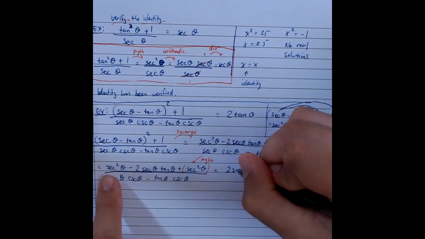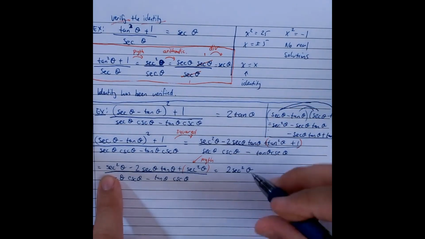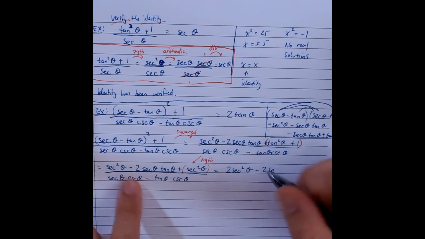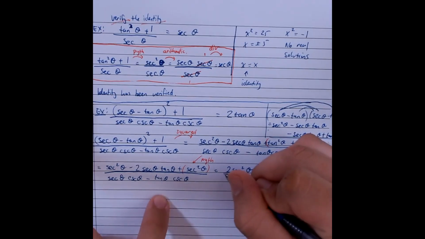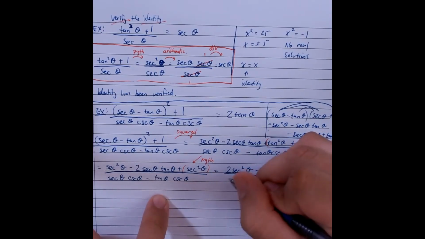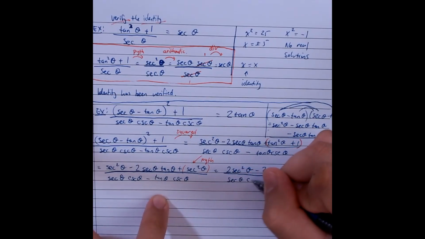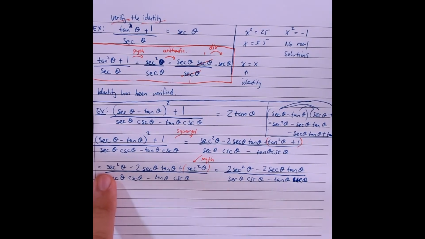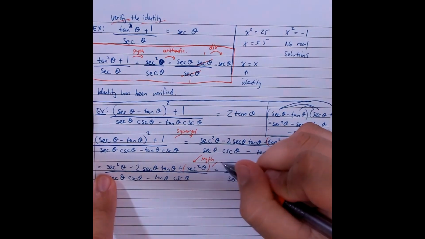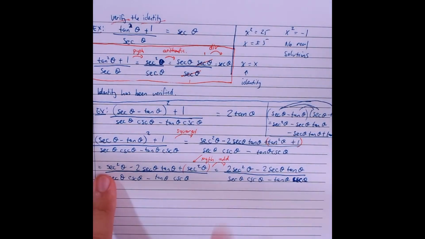So 2 secant squared of theta minus 2 secant of theta tangent of theta over secant of theta cosecant of theta minus tangent of theta, that should be cosecant of theta. And again, all I've done here is I've combined my like terms. I literally just added. So from here to here, I went ahead and I added.